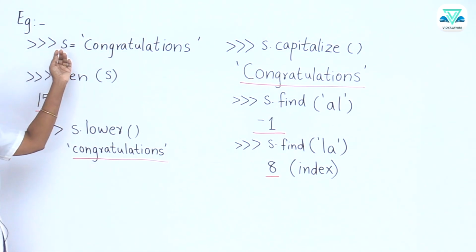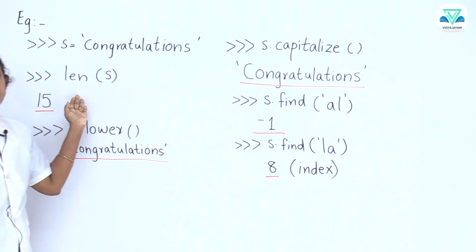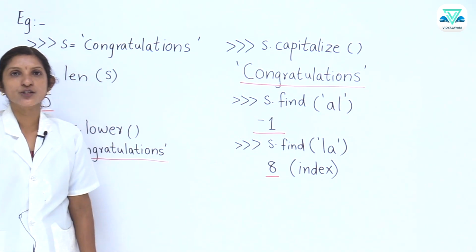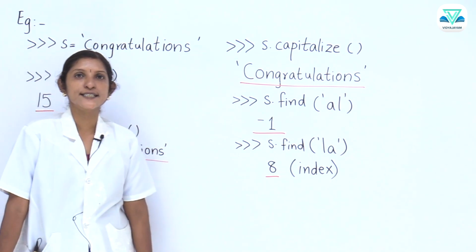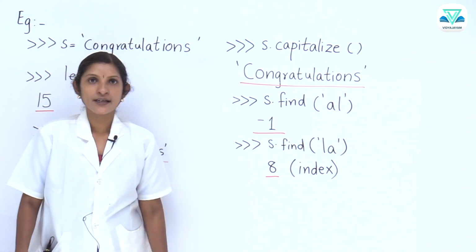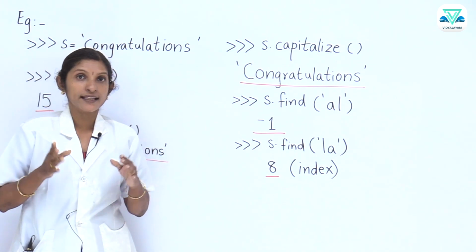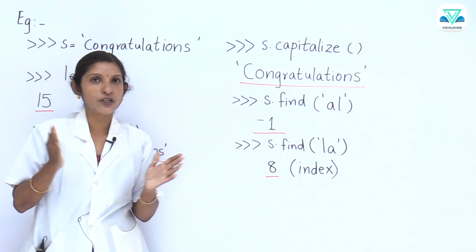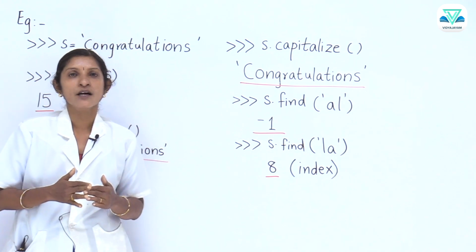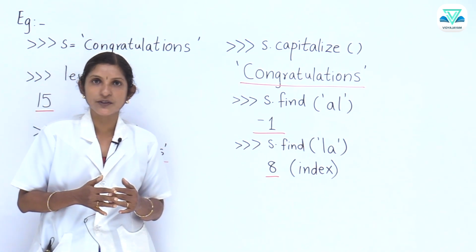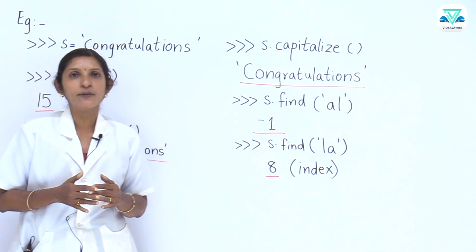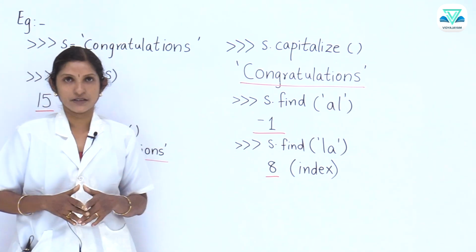The first function is len. Len is a function which helps us to find the number of characters present in a string. A string can be a word or a sentence. That means based on the number of words in a sentence or based on the length of the word itself, we are able to find the length of it.